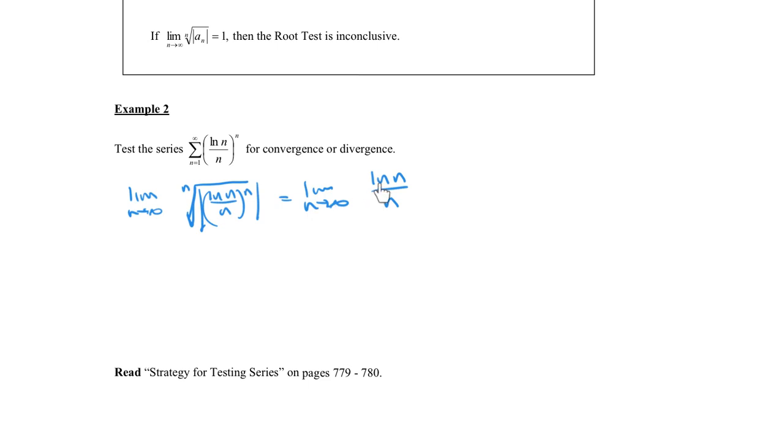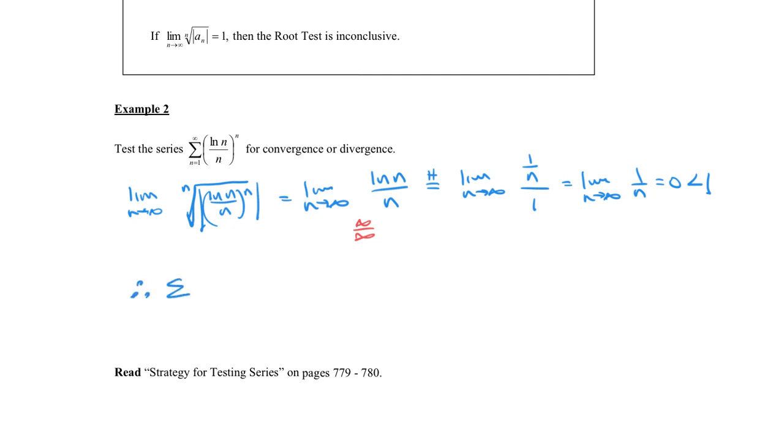So when we take this limit, we get infinity over infinity, right? Infinity over infinity means that we can use L'Hopital's rule. So I'm going to put a little equals here with an h. Then we take the derivative of each of these, and we get the limit as n approaches infinity of the derivative of natural log of n, which is 1 over n. The derivative of n is just 1. So this is the limit as n approaches infinity of 1 over n, which equals 0, which is less than 1.